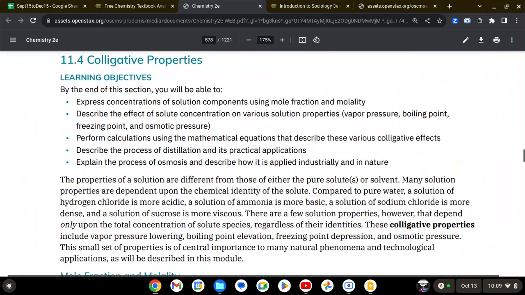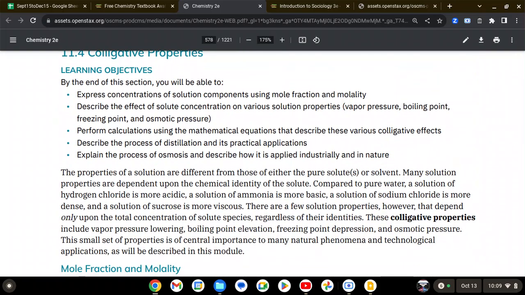11.4. Colligative properties. By the end of this section, you will be able to express concentrations of solution components using mole fraction and molality, describe the effect of solute concentration on various solution properties, perform calculations using the mathematical equations that describe these various colligative effects, describe the process of distillation and its practical applications, and explain the process of osmosis and describe how it is applied industrially and in nature.